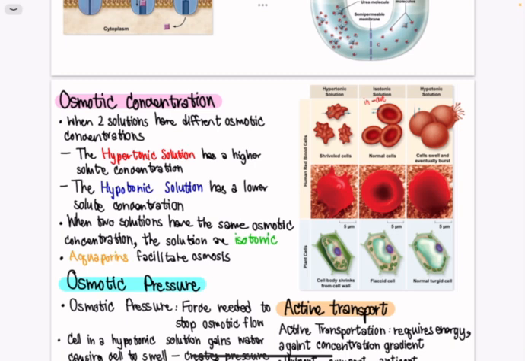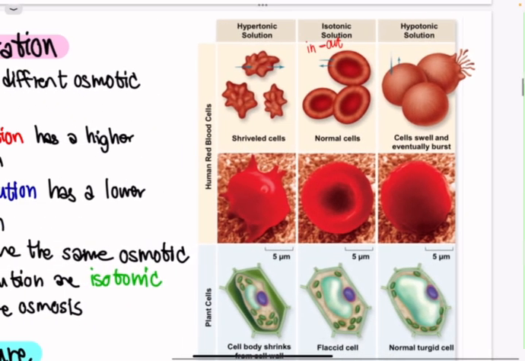Osmotic concentration. When two solutions have different osmotic concentrations, there are three types: the hypertonic solution, the hypotonic solution, and the isotonic solution. The hypertonic solution has a higher solute concentration. The hypotonic solution has a lower solute concentration. When two solutions have the same osmotic concentration, the solutions are isotonic. So this is a picture of hypertonic, isotonic, and hypotonic.